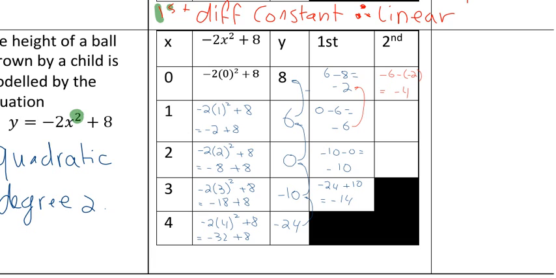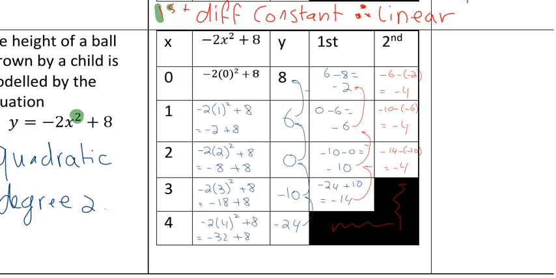Okay? Take your first difference again. So negative 10, subtract negative 6. Negative 10 plus 6 is negative 4. Then, negative 14, subtract negative 10. That's again negative 4. You see that every time you do a difference, you're going to have fewer numbers, right? Because that's why we have the black boxes here. These are not going to be filled, right?